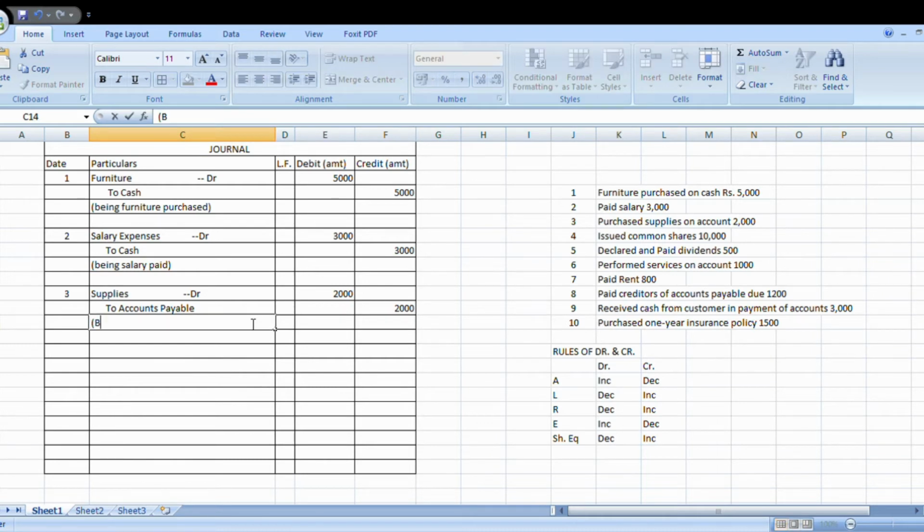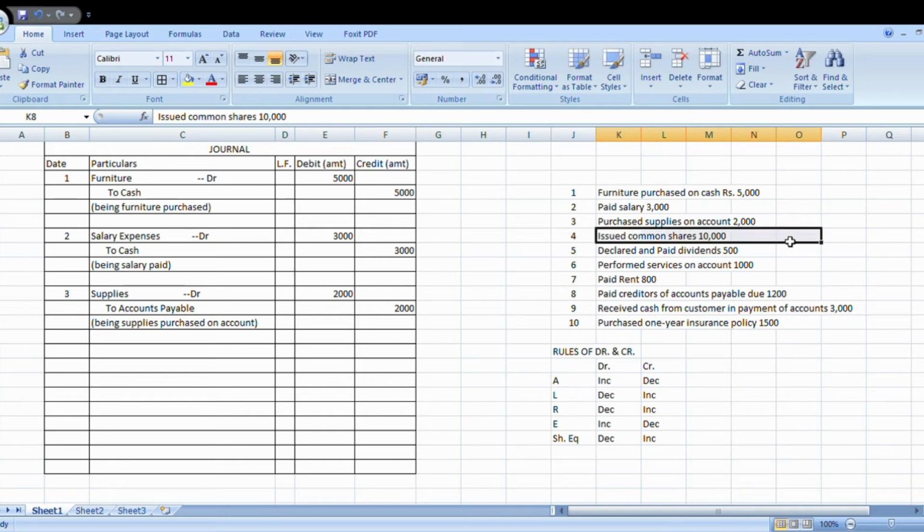Okay, being supplies purchased on account. Yeah, on credit. It could be that also. Okay, now let's do the fourth transaction. Issued common shares 10,000. Now, common shares have been issued.